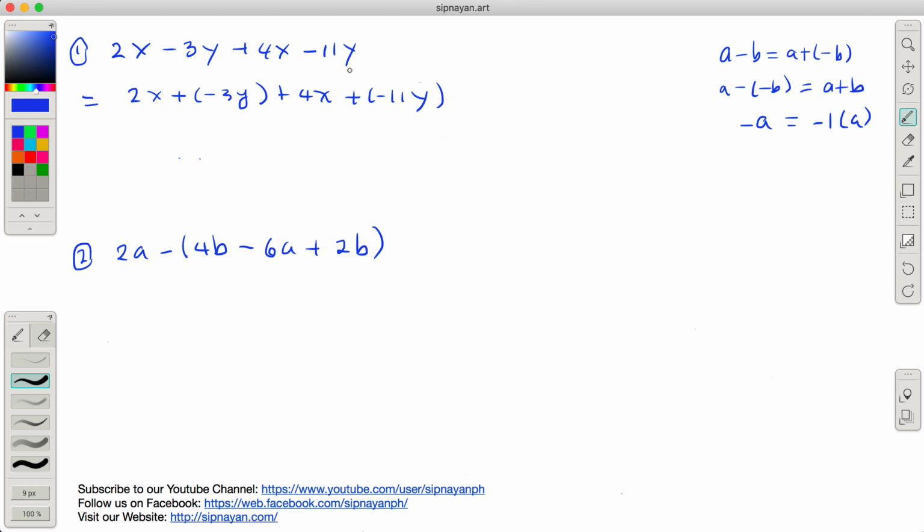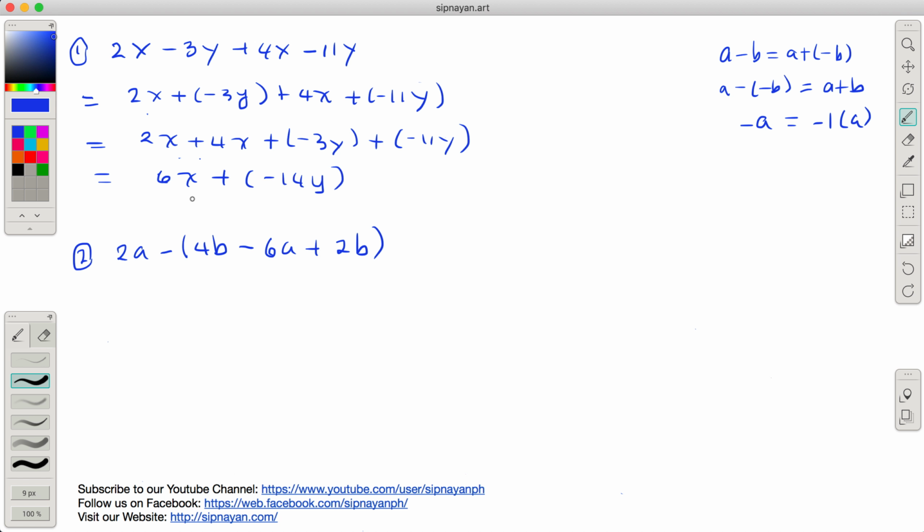Okay, so ano din dito? Instead na minus, plus negative 10. And then, pagsamahin natin yung mga similar terms, we have 2x plus 4x. And then, we have a plus negative 3y. Then, plus negative 11y. And then, we have 4x plus 2x, 6x. And then, we have plus negative 14y.